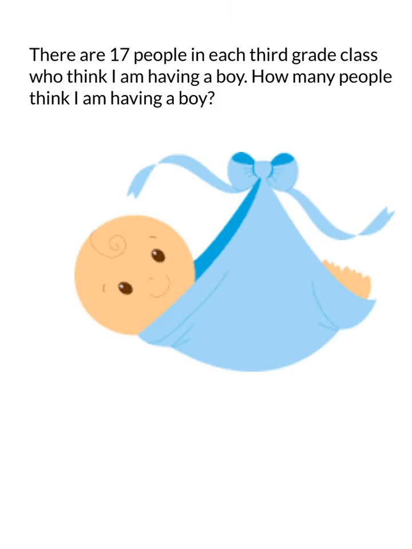That's so great. There are 17 people in each 3rd grade class who think I'm going to have a baby boy. How many people think I am having a boy? Now, scholars, remember, there are 4 3rd grade classes. You're good. Solve this problem tonight and bring it to your teacher tomorrow for a teacher high five. Woohoo!